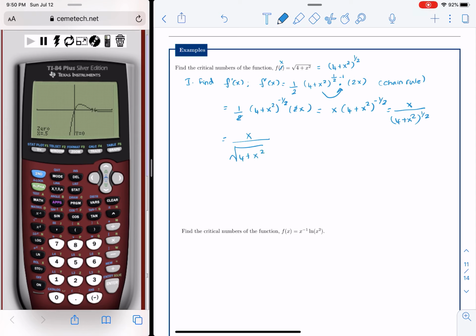Now we have to set f prime of x equal to 0 and solve for x. So we have x over the square root of 4 plus x squared equal to 0. Cross multiply by the square root of 4 plus x squared on both sides.